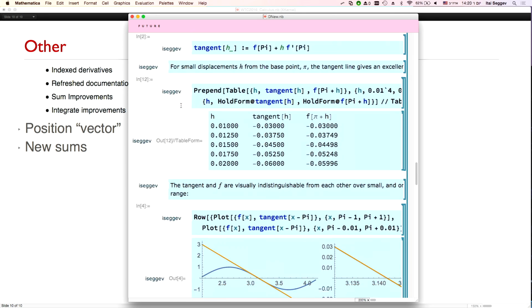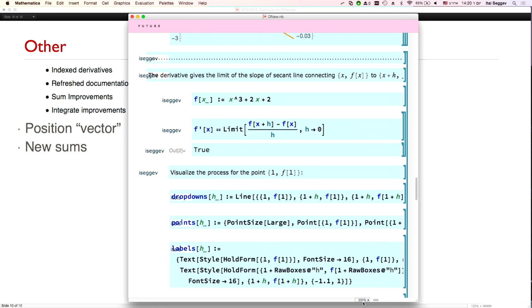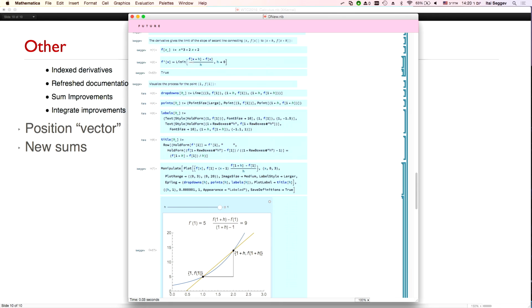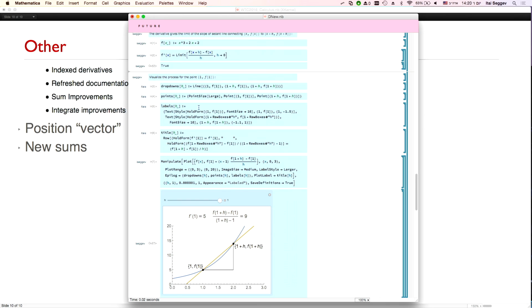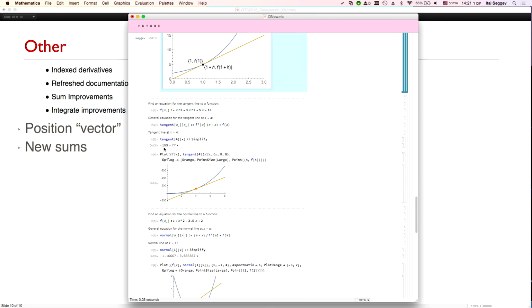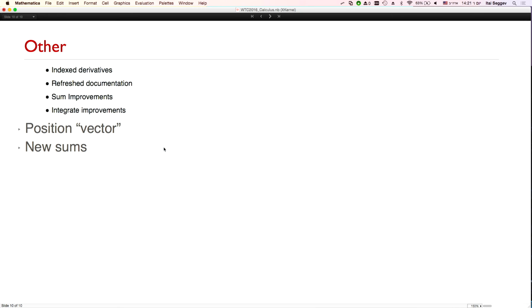Also, if I open up the application section, there are lots and lots of sections. One of the examples is a friend of an example we saw earlier. I have here a function, I compute its derivative, and then I have a Manipulate where I show f prime of 5 and a secant line, and as we bring the two points closer together, we see how the slope of the secant line approaches it. So we have everything from very elementary functions like that to some very advanced applications.